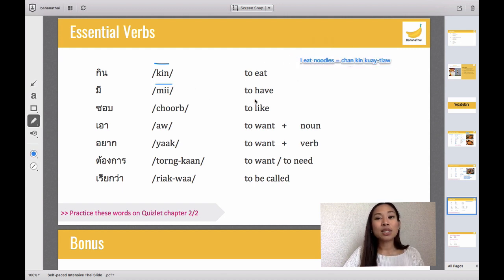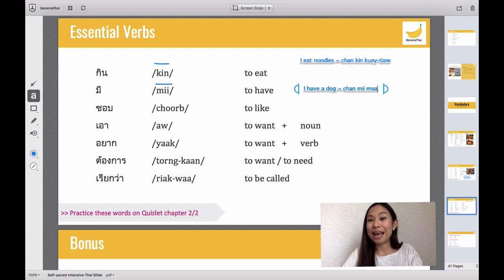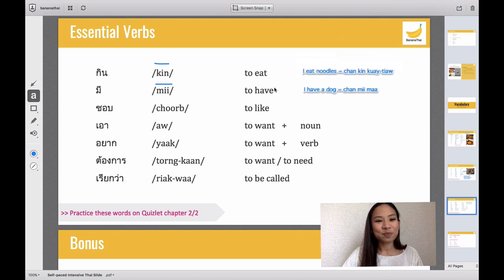Next word มี. มี is to have. For example, if you say I have a dog, what would you say? ฉัน have มี a dog. In Thai language we just learned it. What is it? หมา. ฉันมีหมา, I have a dog. Right? Next word ชอบ.